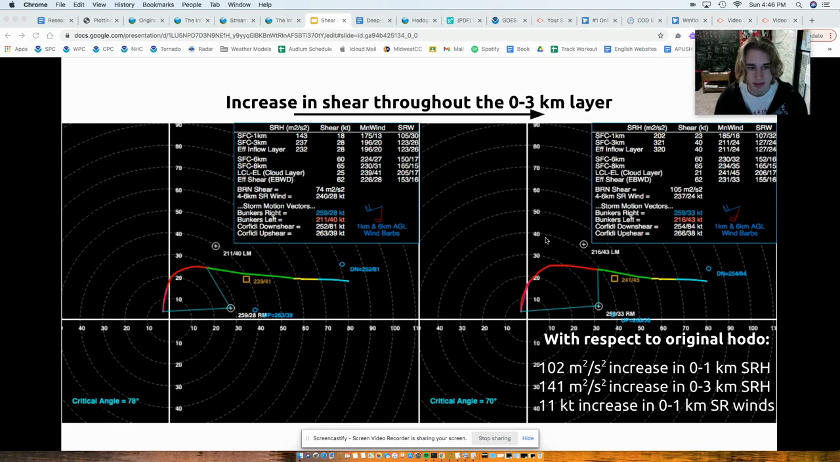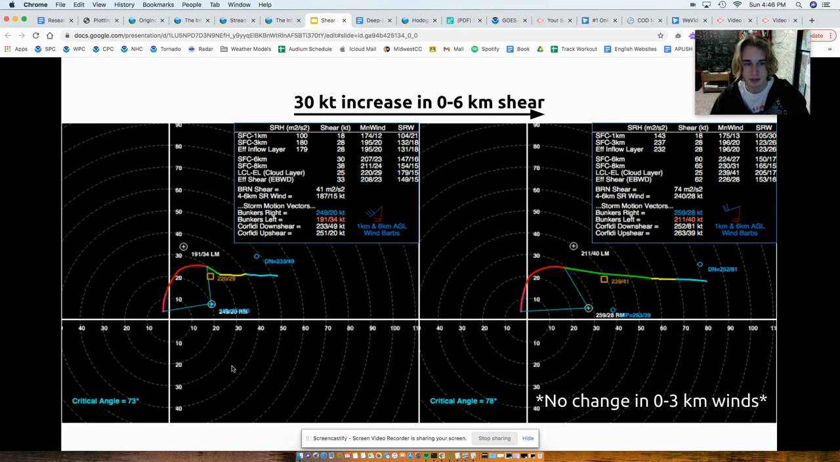And one thing cool here, before we move on, is to just demonstrate the differences between hodograph 1 and 2. So hodograph 1 is on this side of the screen.